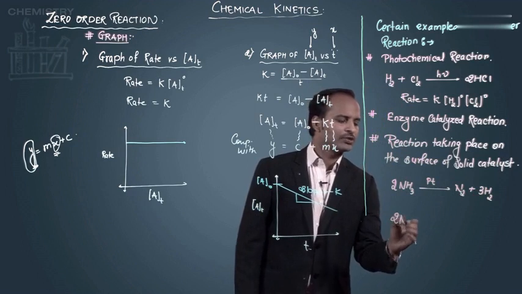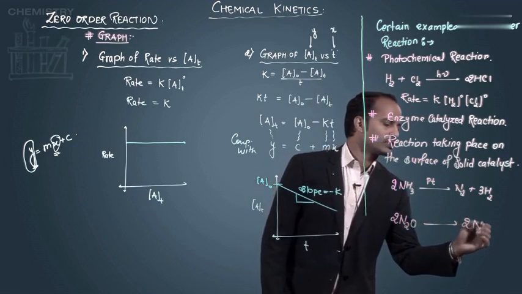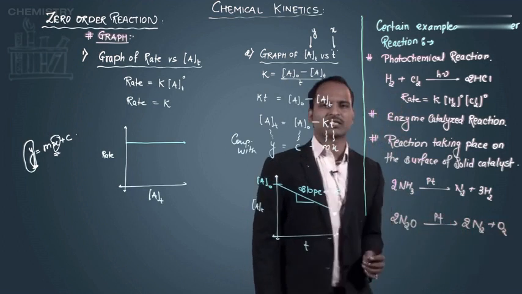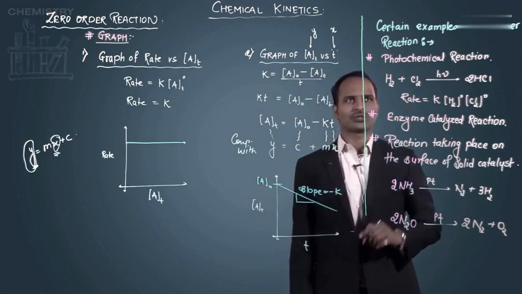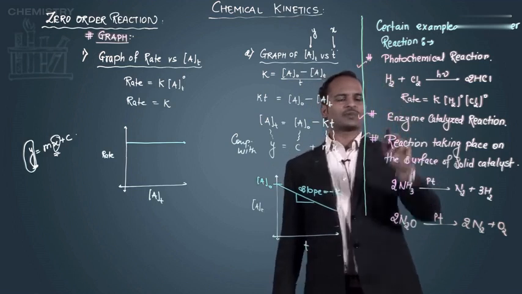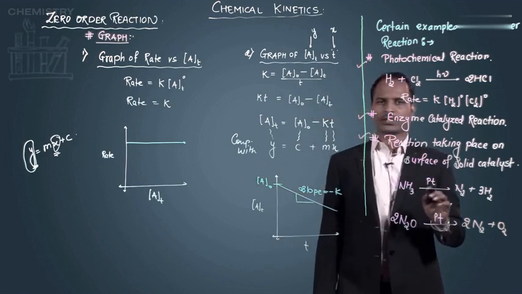Another example, 2 moles of N2O gives 2 moles of N2 plus O2. The reaction again takes place on the surface of a catalyst, that is platinum. So again it is also going to be a 0 order reaction. So these are the examples of 0 order reactions. If any such type of reactions are in the exam, just consider that they are 0 order reactions.